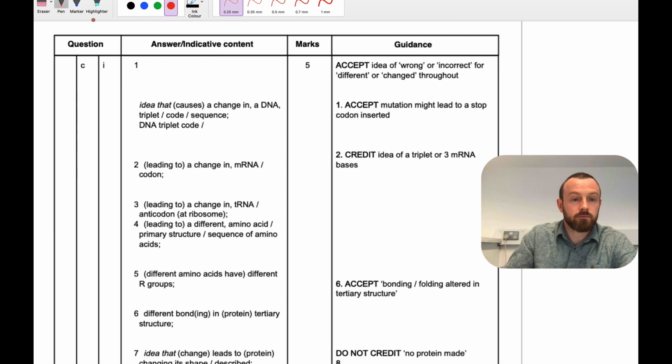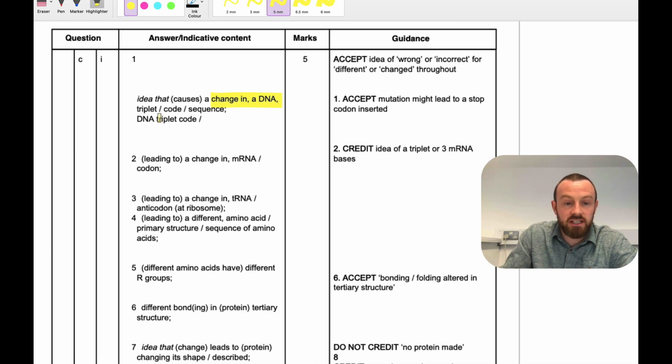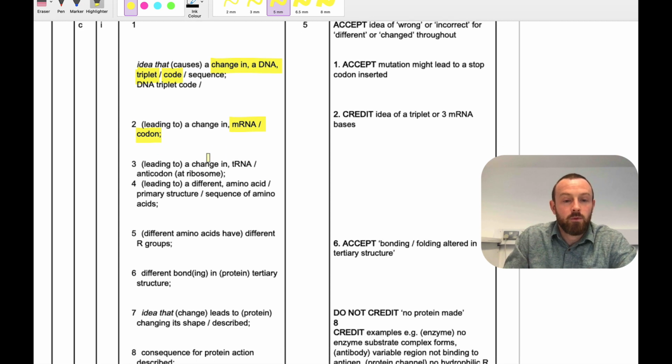So, first of all, idea that there's a change in the DNA triplet, or the code. Change in the codon, that's a key word, in the messenger RNA codon, which would give a different tRNA or anticodon. The anticodon is the 3 letters on the tRNA that will bind to the codon. So different amino acid, or you could have said different primary structure.